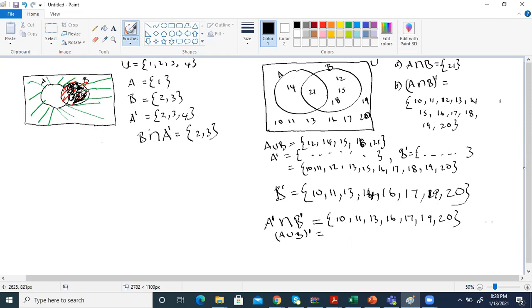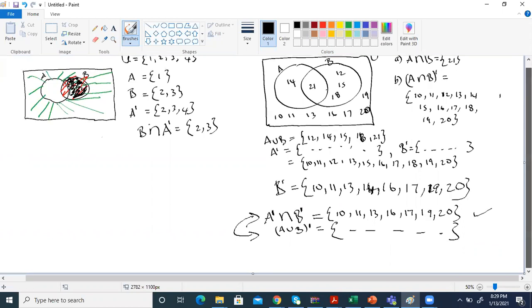So in the interest of time, notice that it would be everything outside, which is 10, 11, 13, 16, 17, 19, and 20. So A union B complement and A complement intersect B complement are the same. So you can put that in your memory box. I think there's a special name for it, but I don't remember.